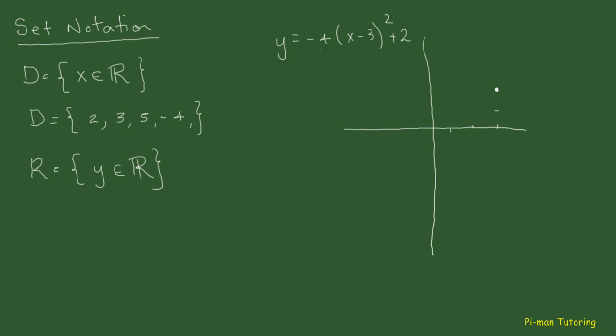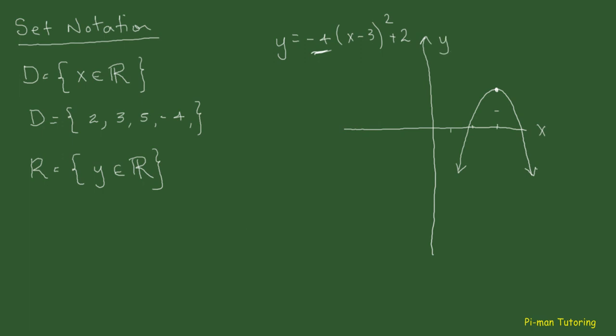And we have a negative coefficient in front of the x squared. So we know this is pointing down. So we have a parabola that looks something like this, and it's continuing on down to negative infinity. So what does the domain and the range look like in this case?